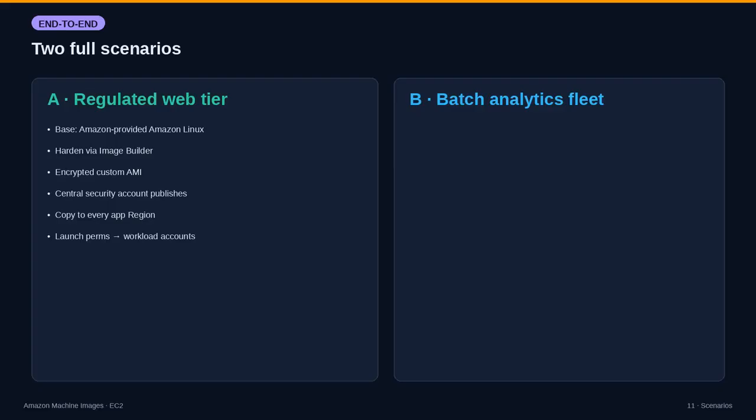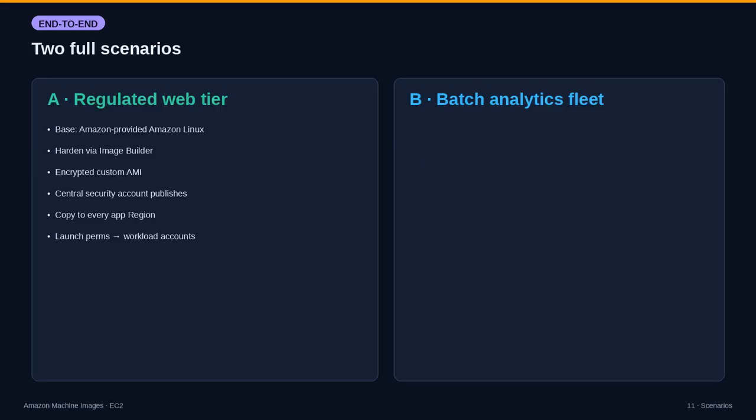Let us connect the pieces with two end-to-end scenarios. Scenario A, a regulated web tier. You start from an Amazon-provided Amazon Linux AMI, harden it with Image Builder, install the app runtime and a host agent, and produce an encrypted custom AMI in a central security account.